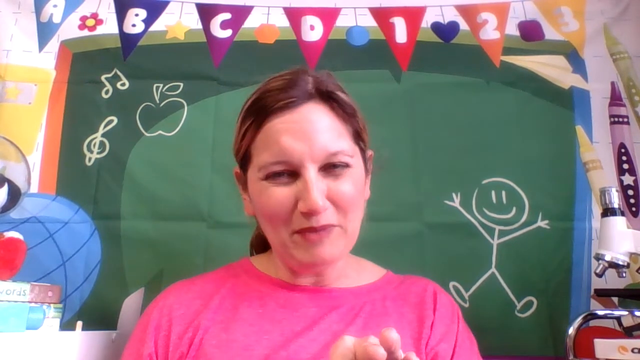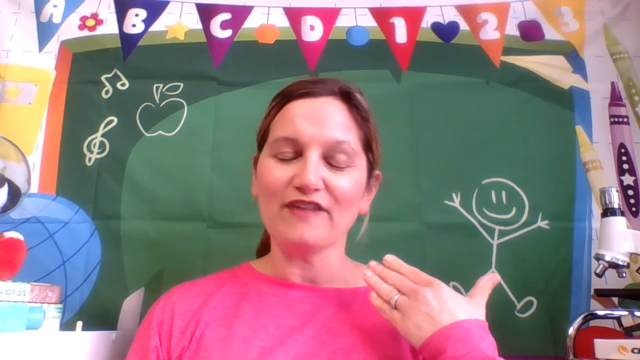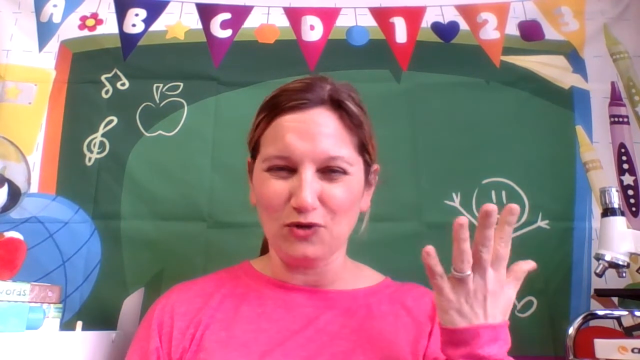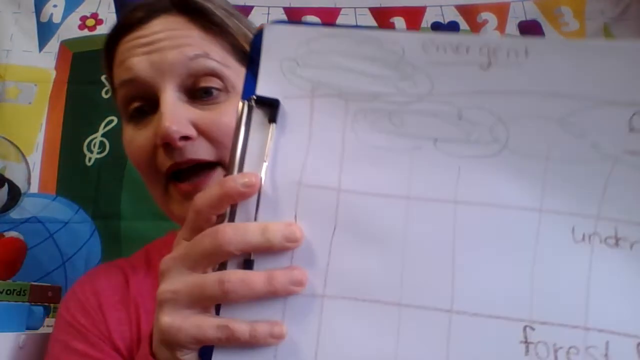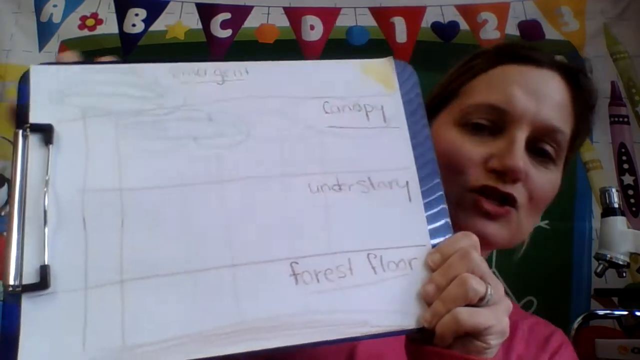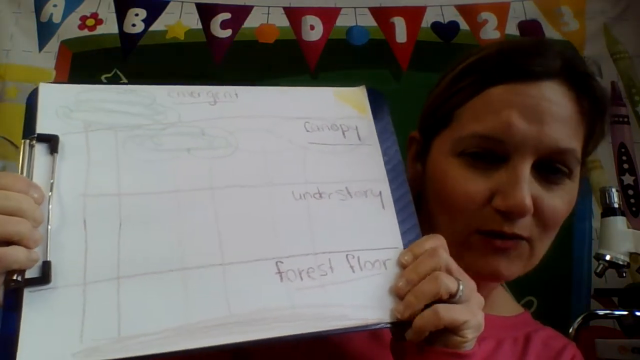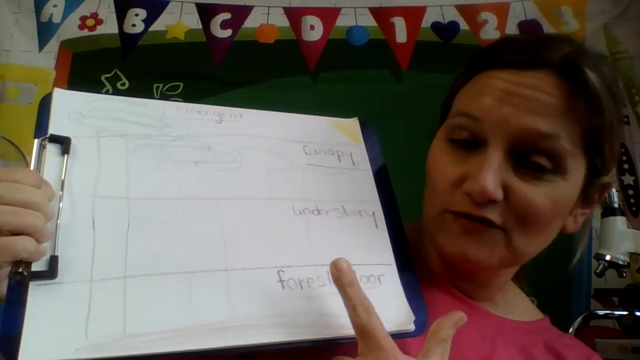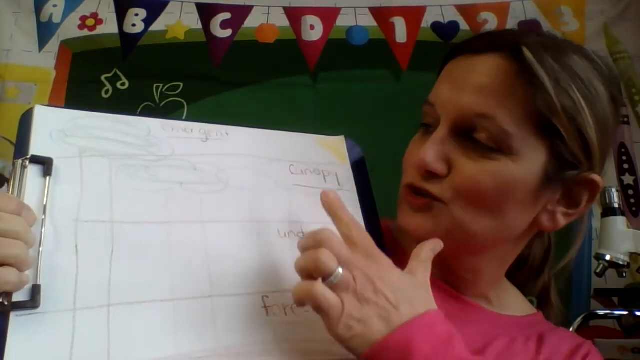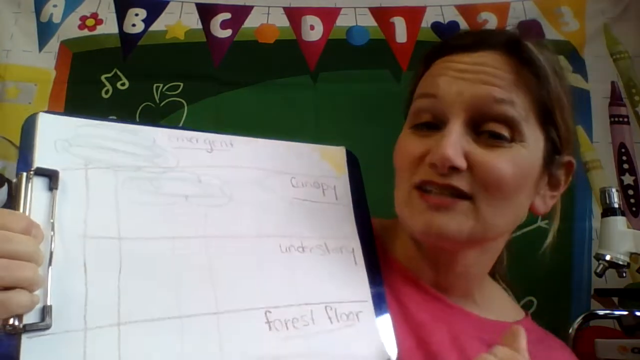We all remember that I am not the most fabulous artist ever. And so, I got that. But what I want you to do is just to draw a basic picture. And this is my very basic picture of the rainforest. So I have each of the 4 layers that you learned about last week. I have the forest floor, the understory, the canopy, and the emergent layer.